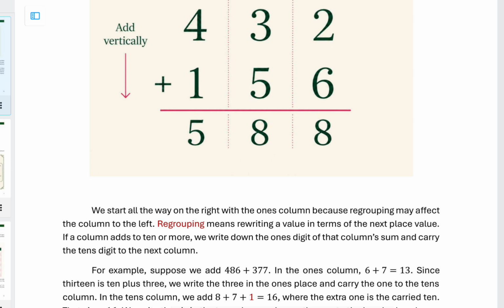We start all the way on the right with the ones column because regrouping may affect the column to the left. Regrouping means rewriting a value in terms of the next place value. If a column adds to 10 or more, we write down the ones digit of that column's sum and carry the tens digit to the next column.